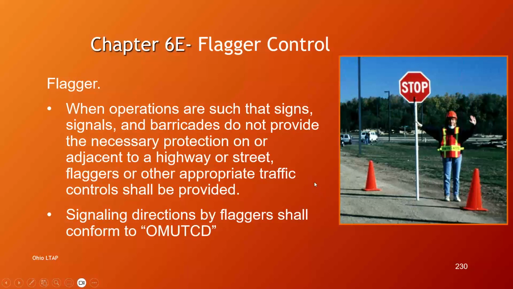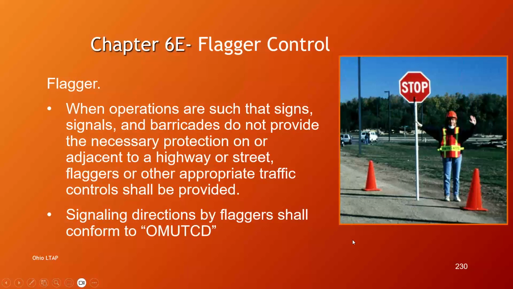So when we're getting familiar with our temporary traffic control manual, which is part 6 of the OMUTCD, if you're wanting to find out all the information about flagger control, you would go to chapter 6E. And that part of the manual states that when operations are such that signs, signals, and barricades do not provide the necessary protection on or adjacent to a highway or street, flaggers or other appropriate traffic controls shall be provided. And signaling directions by flaggers shall conform to the OMUTCD.